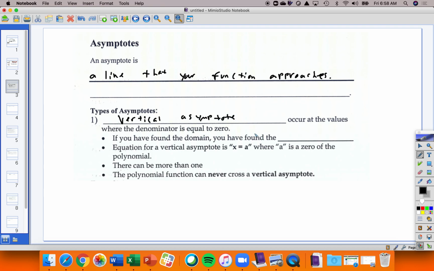And a vertical asymptote occurs at the values where the denominator is equal to 0. That's funny. We just looked at domain and we set our denominator equal to 0. Well, that's because what we were finding were the actual vertical asymptotes. So that's why if you have found the domain, you have found the asymptotes. Or, I guess, vertical asymptotes. Sorry.